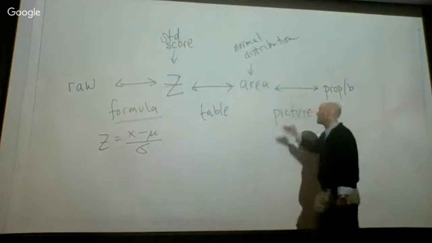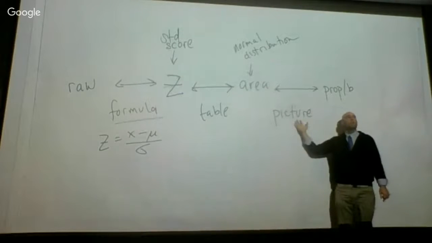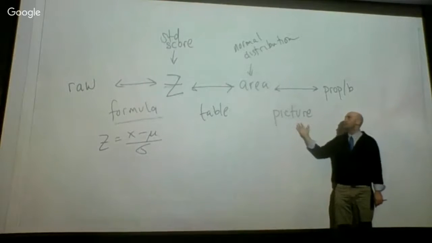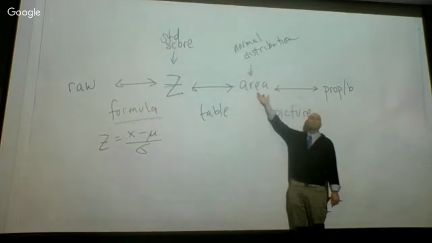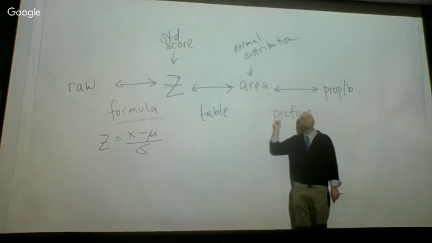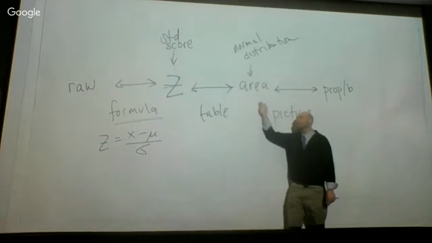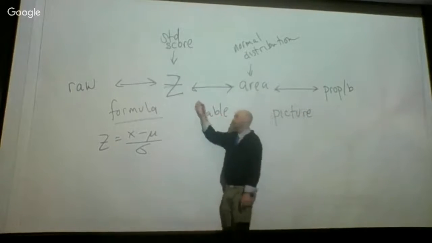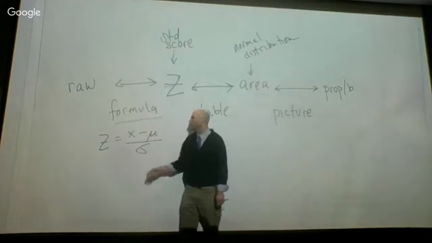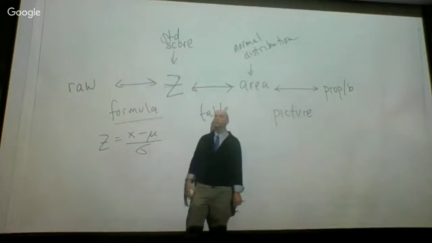In some cases, you'll be given a proportion or probability. Put that on your picture. Once it's on your picture, determine what part of the area that my table can provide does my picture say I should calculate. Then you take that area to the table, figure out what z-score it is, put that z-score into here along with the mean and standard deviation that you provided.